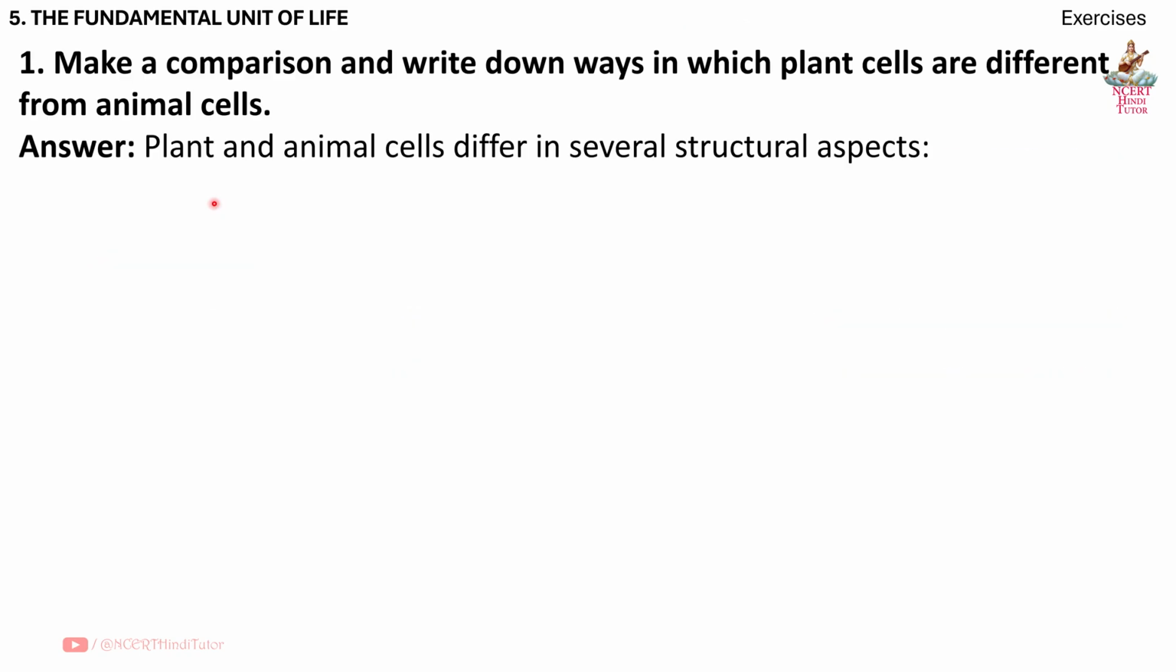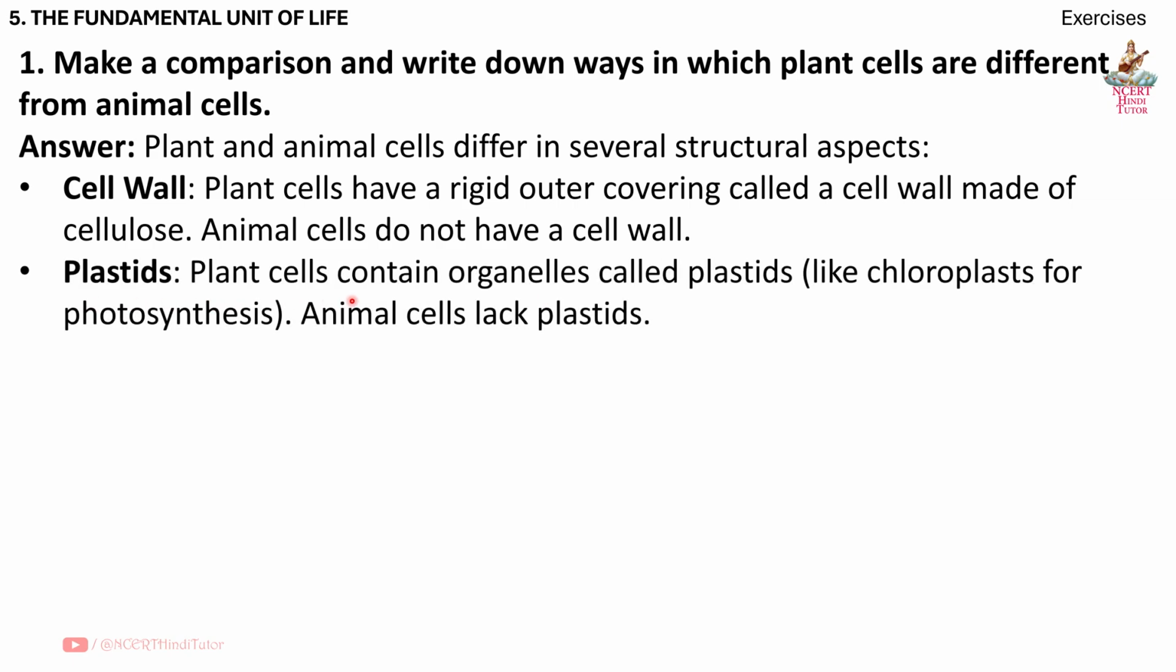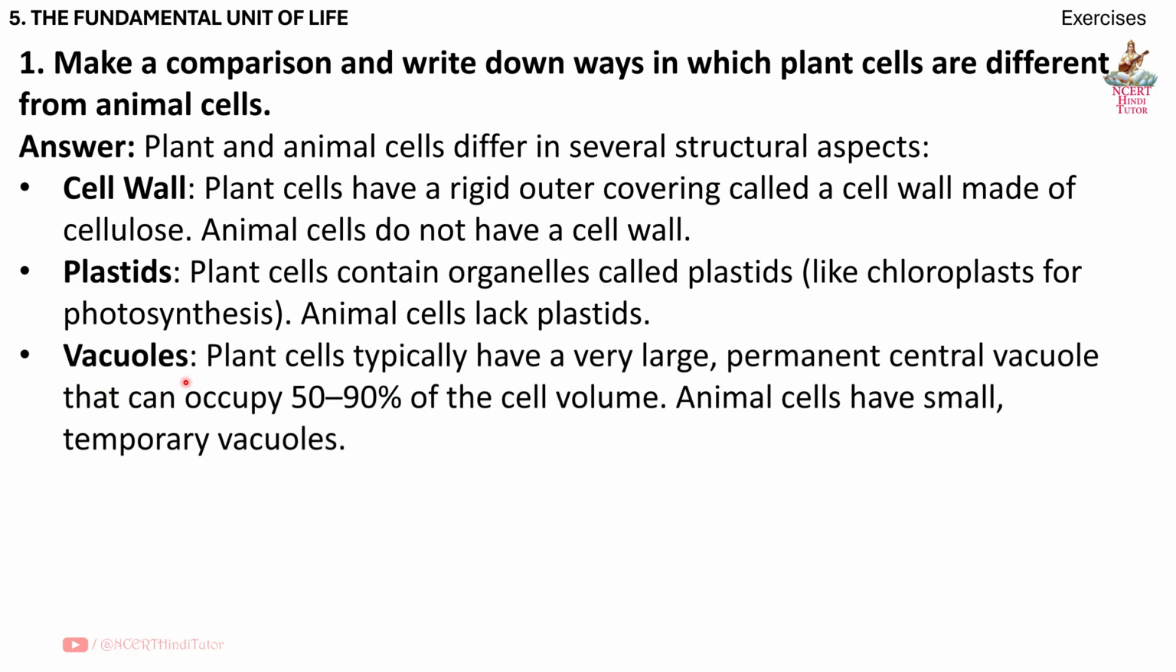Answer. Plant and animal cells differ in several structural aspects. Cell wall. Plant cells have a rigid outer covering called a cell wall made of cellulose. Animal cells do not have a cell wall. Plastids. Plant cells contain organelles called plastids like chloroplast for photosynthesis. Animal cells lack plastids.